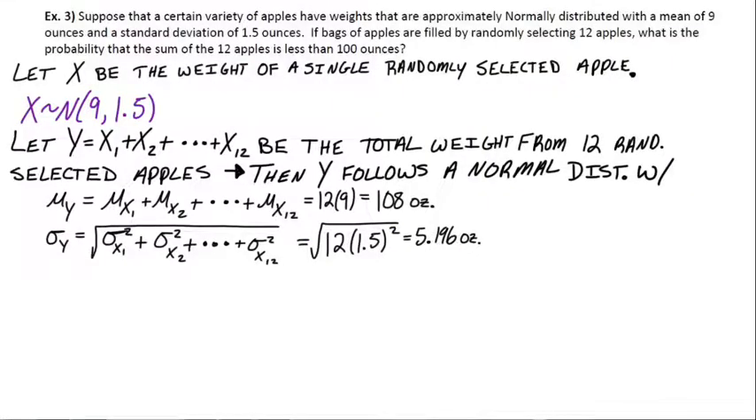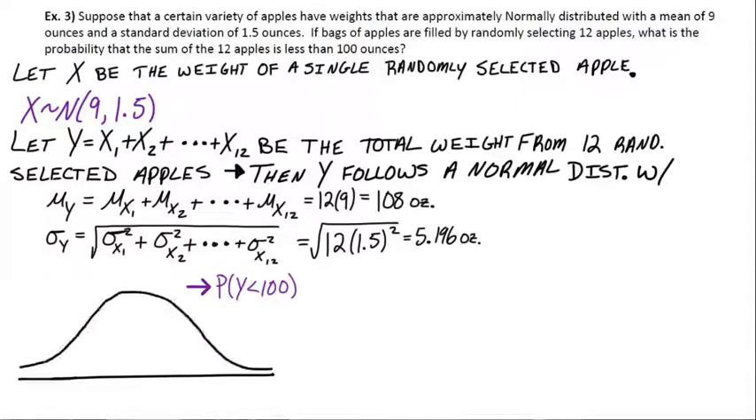Okay, so now we've got our Y distribution. It represents the sum of those 12 apples. We've got the mean, and we've got the standard deviation. Now let's answer the actual question. This should be a normal calculation because it says, what's the probability that those 12 apples will weigh less than 100 ounces? So what's the probability that Y is less than 100? Well, we'll make our curve. We know the mean, we know the standard deviation, so we can label it. And let's mark off about where we think 100 would be. And then we'll shade everything below that mark.